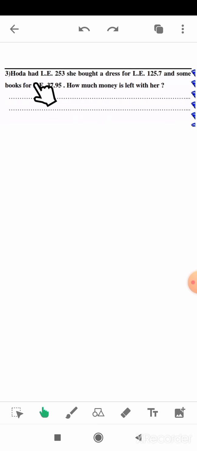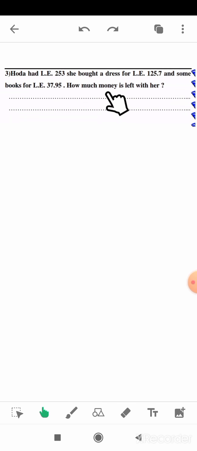Here we have a word problem. Huda had 253 pounds. She bought a dress for 125.7 and some books for 37.95. How much money is left with her?